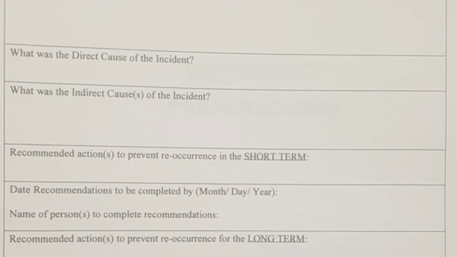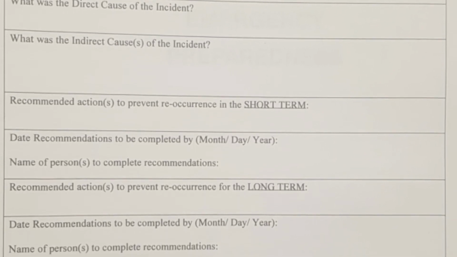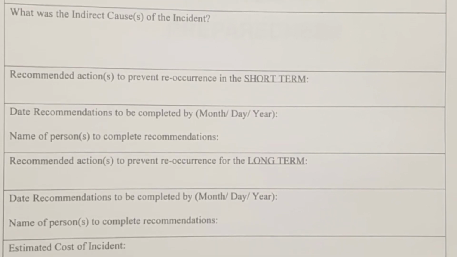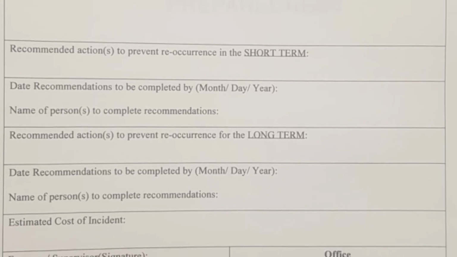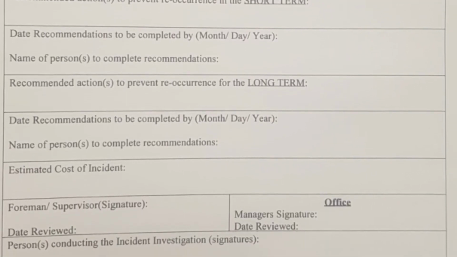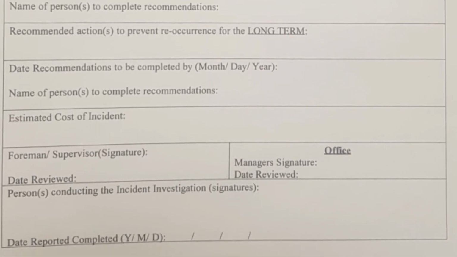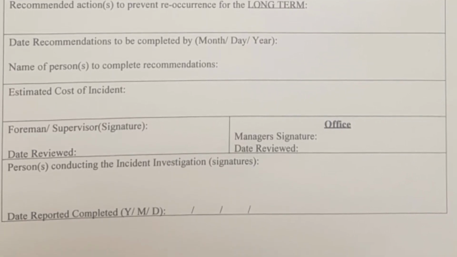What do we got for direct cause? What's some indirect cause? Any recommendations, short term, long term, we put the names and dates of the people that are responsible, and when they're responsible by. If there is damage or anything else, what was the estimated cost of the incident? Then the foreman can review it, and it's sent to senior management, and then we keep it on file.